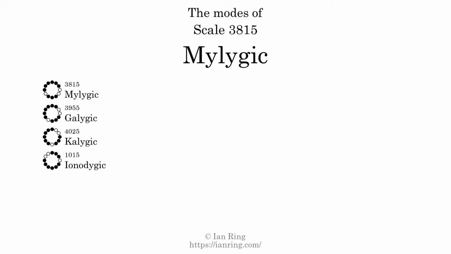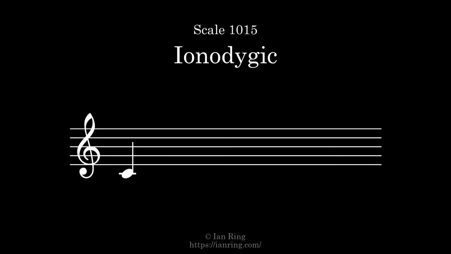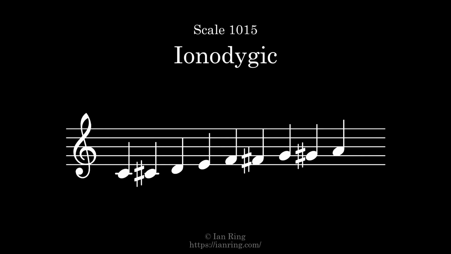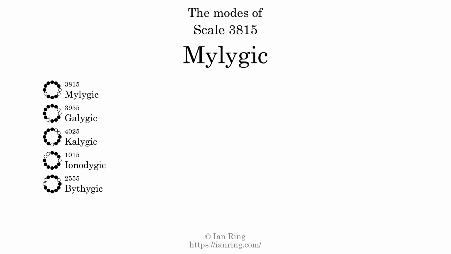The fourth mode is scale 1015, also known as enneatonic. It sounds like this. The fifth mode is scale 2555, also known as Mylygic. It sounds like this.